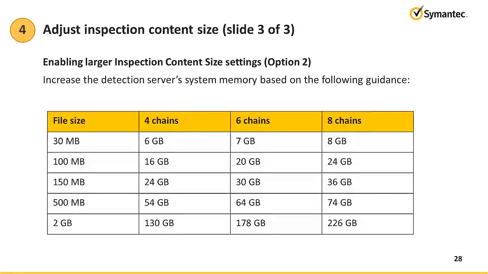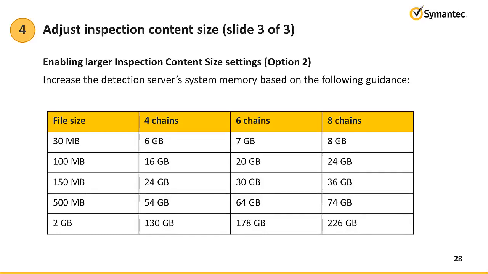setting. For option 2, you can increase the detection server's system memory based on the guidance shown in this table. Note that the guidelines in this table may not work for detection servers with profiles or indexes. Refer to the System Requirements and Recommendations section in the Symantec DLP System Requirements Guide for additional sizing guidelines for various profile types. If you need more assistance in tuning your Symantec DLP environment to scan large files, please reference the publication's Symantec Data Loss Prevention Guidelines for Tuning Large Files, available on the Symantec Support website.